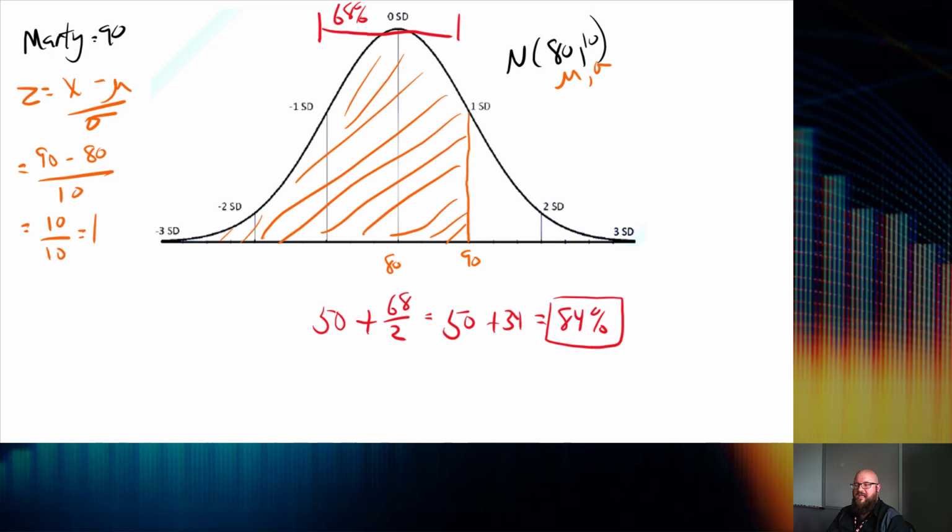So what that's telling me is 84% of the students scored less than a 90 on the exam. So now that we've been working with some whole numbers here, let's look at something that's not really so easily given just by our graph.